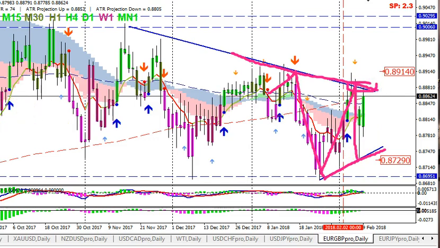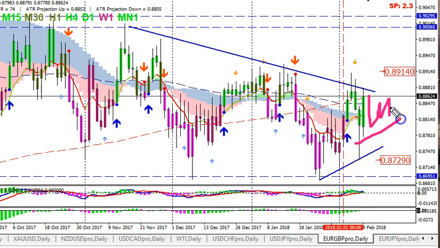Okay, and so when you have a triangle formation and the price is contracting, you're looking for either a breakout to the upside or a break down to the downside. So if you think price is going to go higher, you'll have to wait for price to break that high. See the previous high there? And you want to look for buys above 0.8914 or to the downside below 0.8729, right? Okay, so that's what I see there.